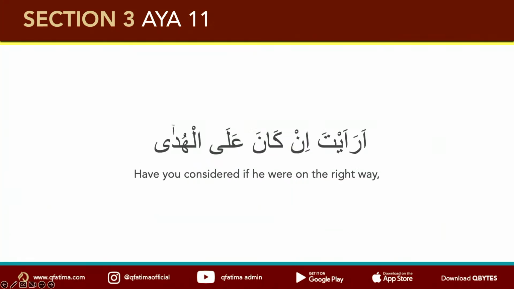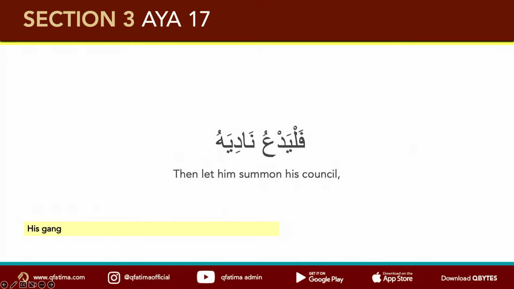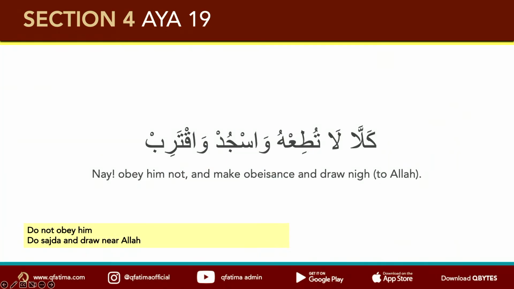Section 3 gives you the example of a person who was known as a phenomenal person, but you can see what he did. And finally, section 4, which is the last ayah: don't pay attention to any of them and do sajda. Sajda is the highest place where you can be heard. It may be the lowest place physically, but it's the highest place where you can be.